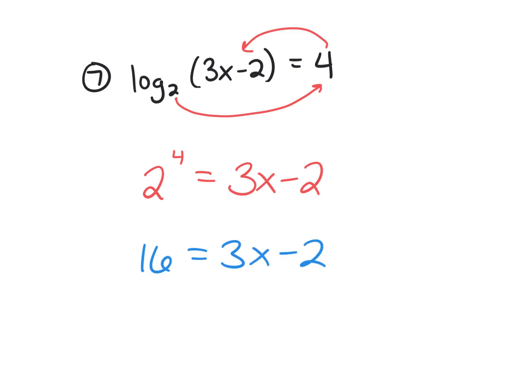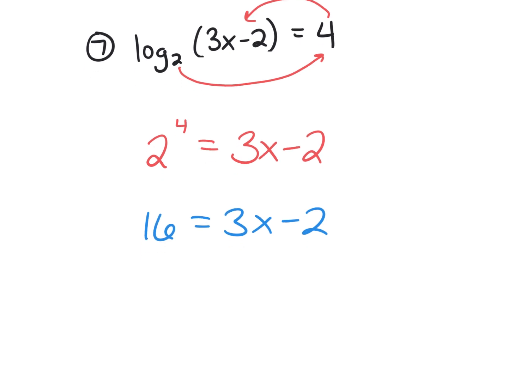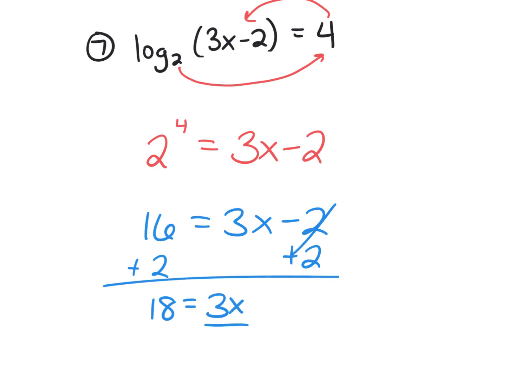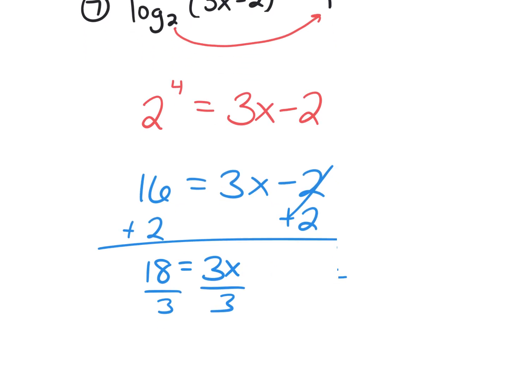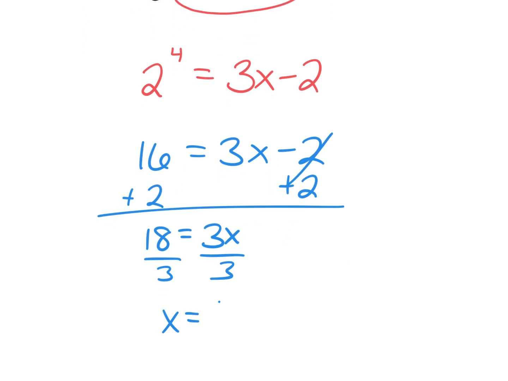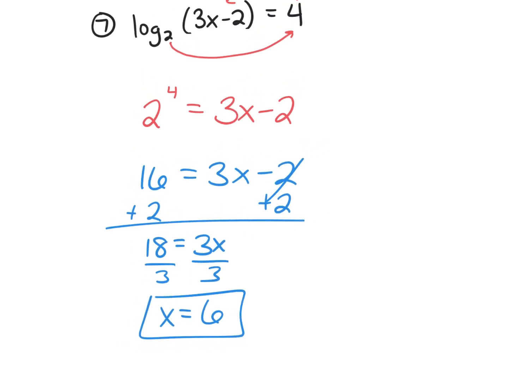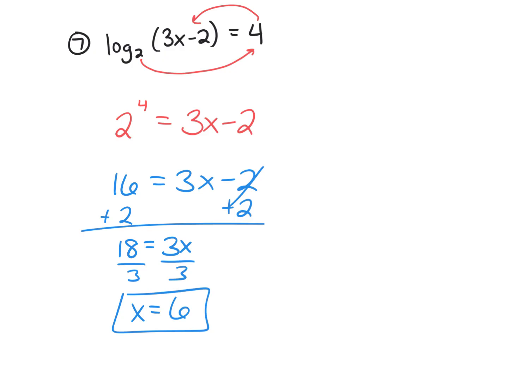Now this is basic algebra. How do we solve? Add 2. So we have 18 equals 3x. Divide by 3, we get x equals 6. Okay, so what I don't want you to forget is that exponential form, rewriting using the circle method, is always available to you. That is going to make problems easier when you get to those.